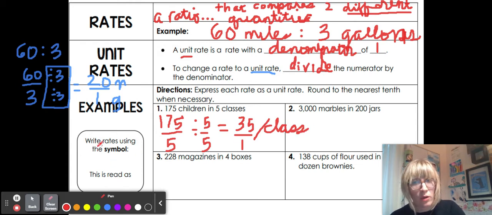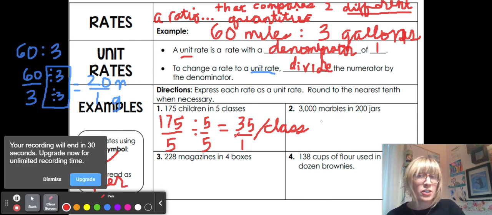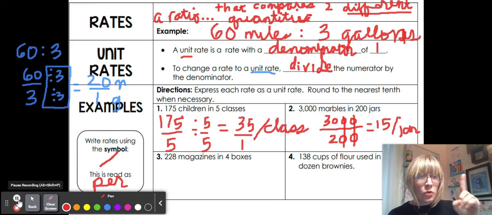When you use this symbol, the slash, it's read as per. So when you see a slash or you write a slash, it's sort of mathematical shortcut language for per. If we want to do one more, we have 3,000 marbles in 200 jars. We want to divide the numerator by the denominator. In my head to do it, I like to think that these just cancel out. So we have a 30 to 2 rate. I'm also going to just say then we have 15 marbles per jar. Okay, so that is how you find a unit rate.